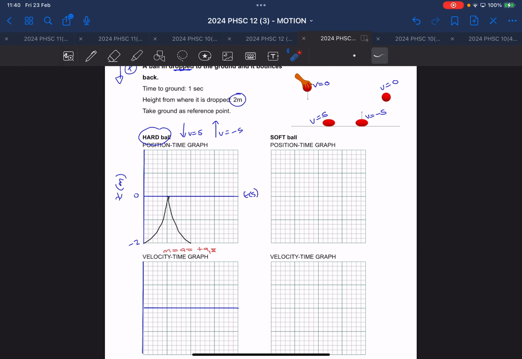So if the hand is the reference point, how would you graph it? If the hand was the reference point, then like that. Because if the hand was the reference point, it would go down to the ground, in a positive direction. All right.